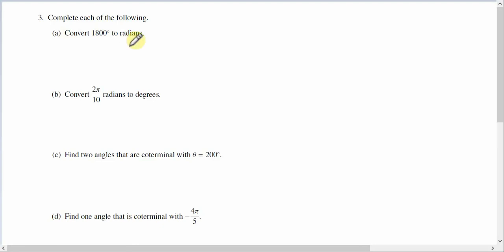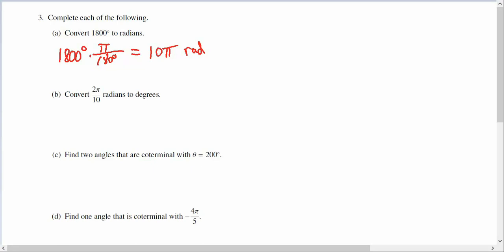Number three, we're asked to do some basic manipulations of some degrees and radians. So this first one, you have 1,800 degrees, and you want to convert that to radians. So I have my 1,800 degrees, and remember there's a conversion factor, which is pi over 180 degrees. That'll cancel out. 180 will cancel with this and leave you with a 10, so I just end up with 10 pi, and that's radians.